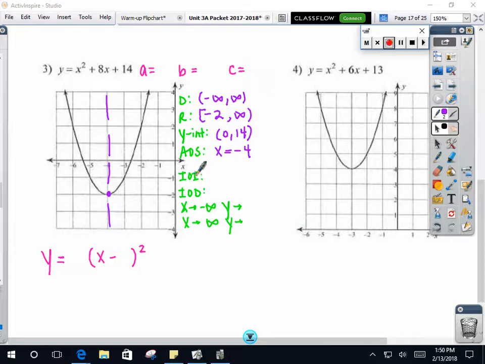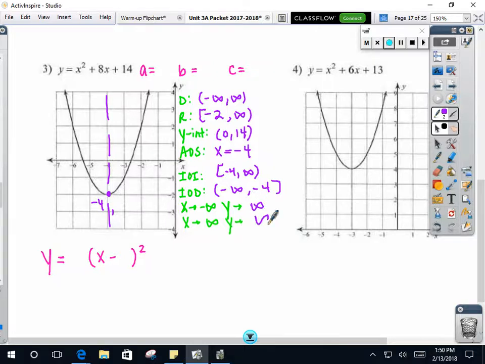Interval of increase. Which side of the parabola is increasing? The right side. When did it begin increasing? At -4 is the x value. And then when did it quit increasing? Okay, decrease. What is the interval of decrease? And then both y's approach what?